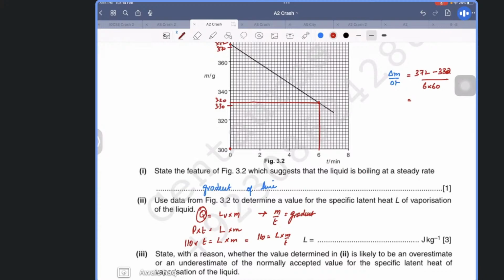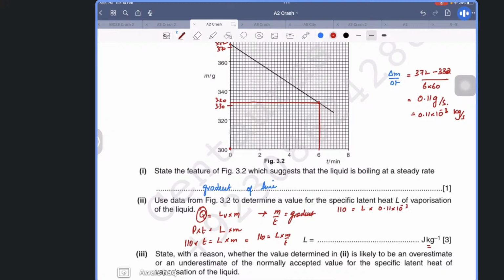Can you please find this? Yes, please. 0.11. 0.11 grams per second. Okay, because we need it in kilograms, unfortunately, so we got to change it further. So 0.11 times 10 raised to power minus 3. Now it is in kg per second. So I'm going to put it back, and I'm going to write 110 equals latent heat of vaporization times 0.11 times 10 raised to minus 3.